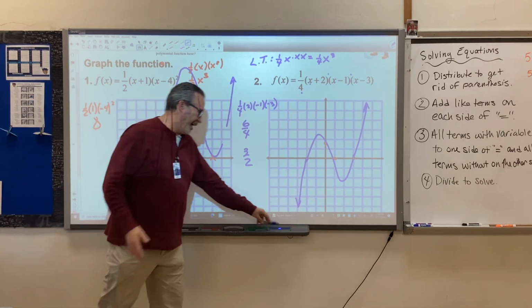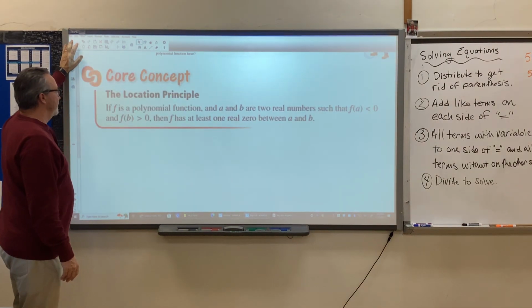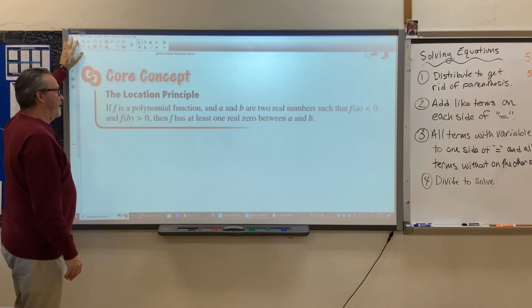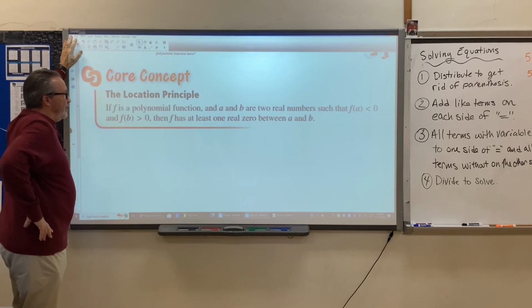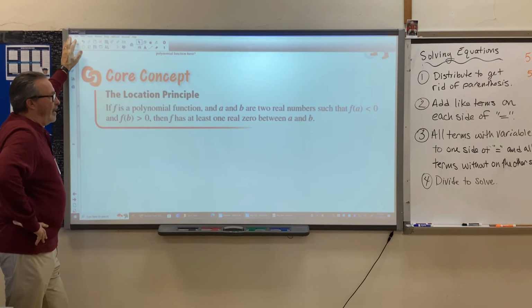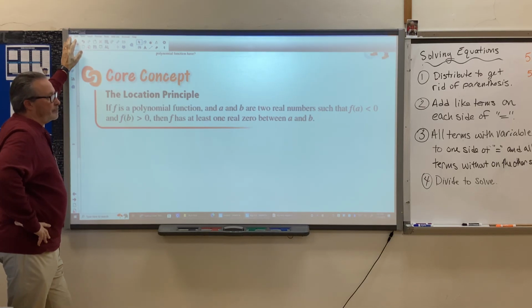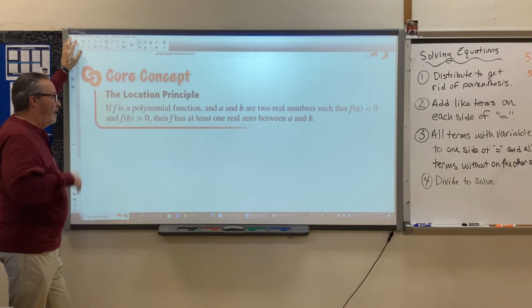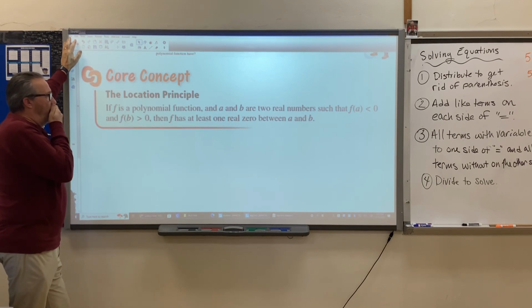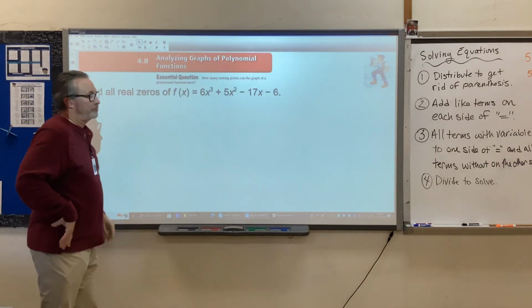Stuff you already knew, kind of. All right. If a polynomial function and a and b are two real numbers such that f of a is less than 0, f of b is greater than 0, then it has at least one real 0 between a and b.